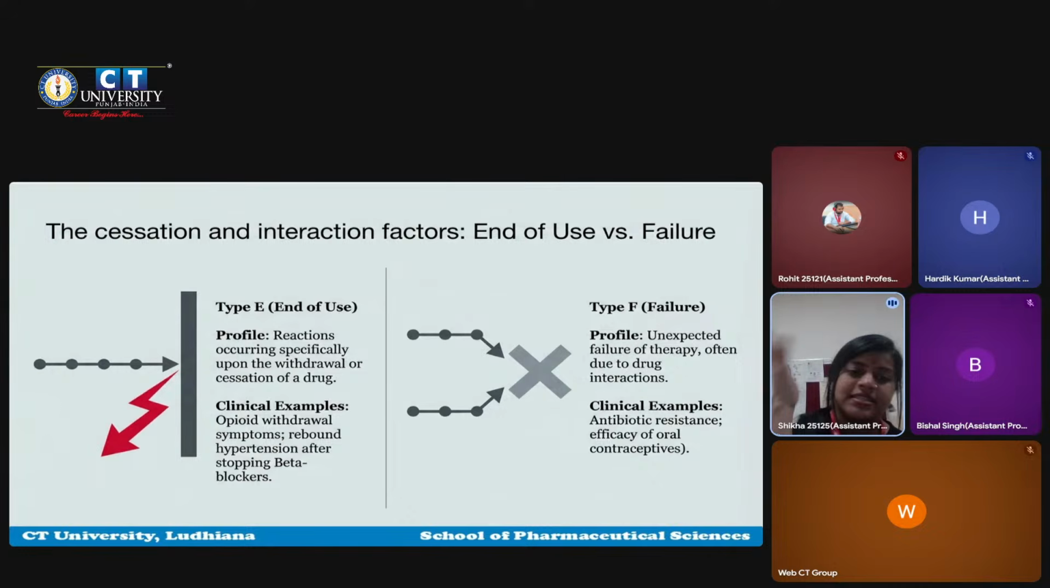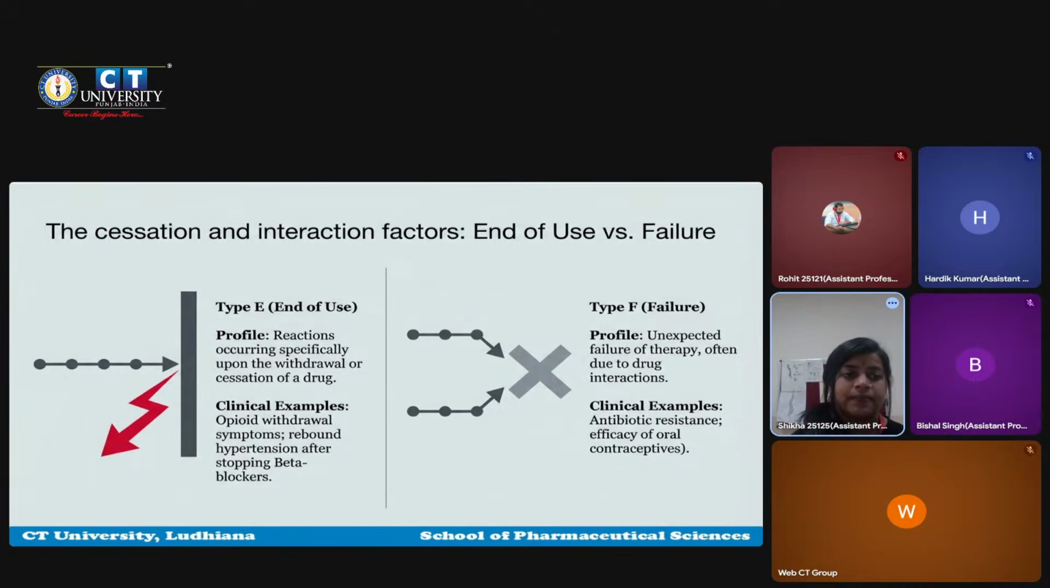So this side, this is type E. Type E is end of use. It is the reactions occurring especially upon the withdrawal or cessation of the drug. Means if you are using narcotic drugs or a drug which can be habit forming, then there is this ADR type E, end of use. End of use means if you are stopping the drug, then you are getting an ADR. So that is called type E, end of use. Clinical examples are opioid withdrawal symptoms or rebound hypertension after stopping beta blockers.